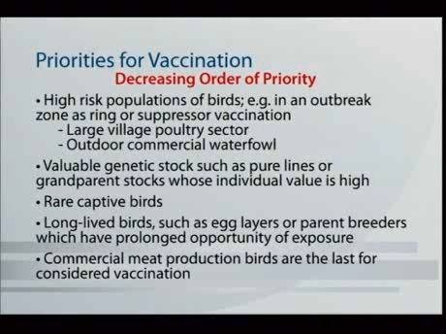Thirdly, rare captive birds which may be endangered or threatened species in zoologic collections that may have exposure would be a third priority. A fourth priority may be long-lived domesticated poultry, such as egg-laying birds or parent breeders who have a long opportunity for potential exposure. And at the bottom of the list for vaccination priority would be commercially reared birds that are raised indoors because they have a short life and have a lower exposure potential. So in designing a vaccination program, you have to very closely look at a priority development based upon the risk for individual populations of birds in that country, zone, or compartment.